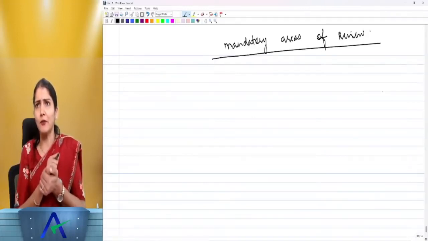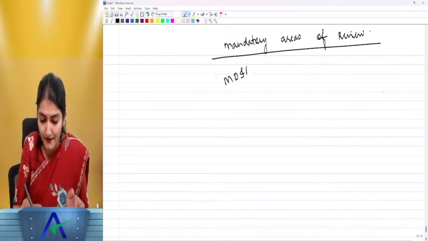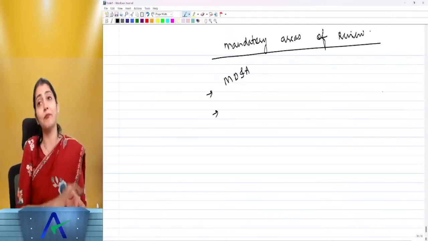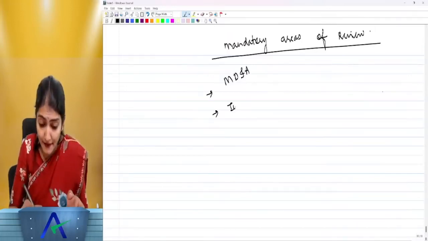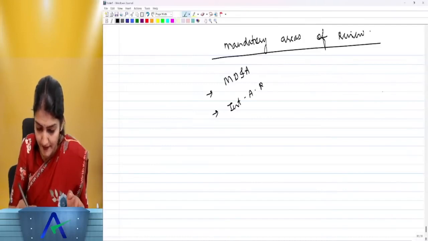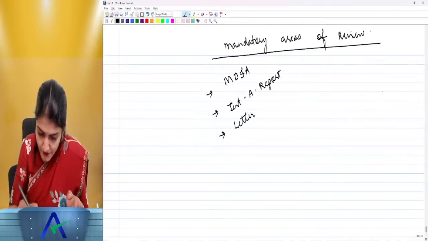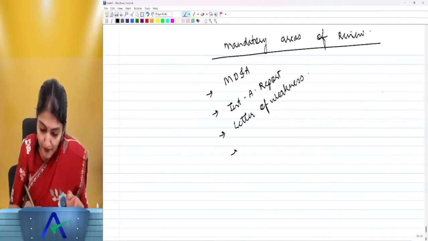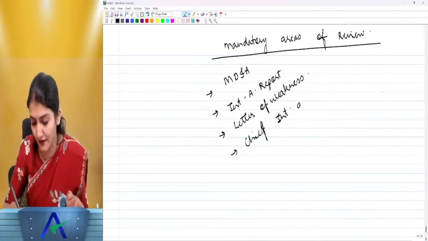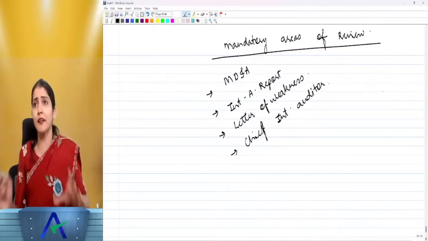First point, they are saying it. Yes, contents of the MD&A, the management discussion and analysis. Yes, the internal auditor's report, right? The internal auditor's report. Then the letter of weakness, which is issued by the statutory auditor. Then the appointment, removal, and the terms of remuneration of the chief internal auditor.